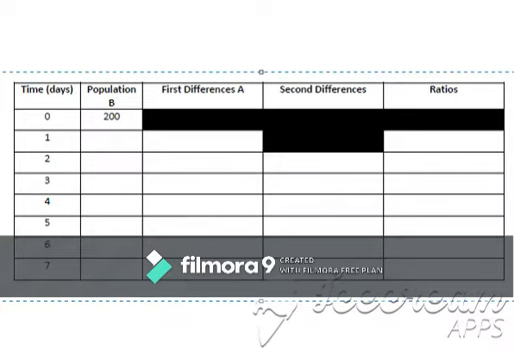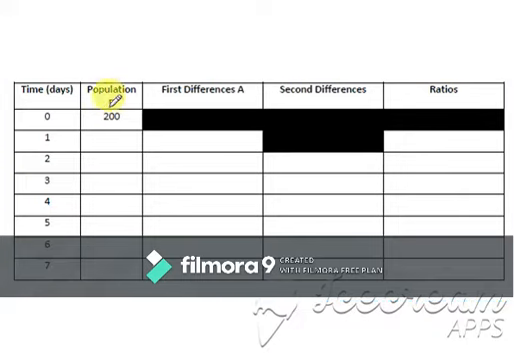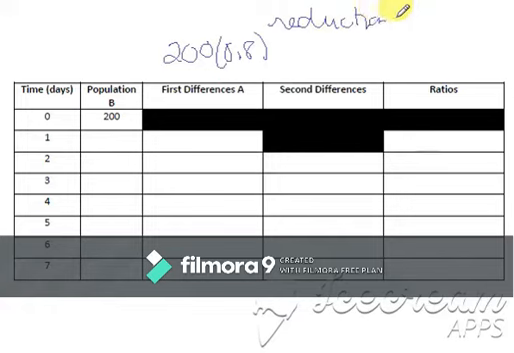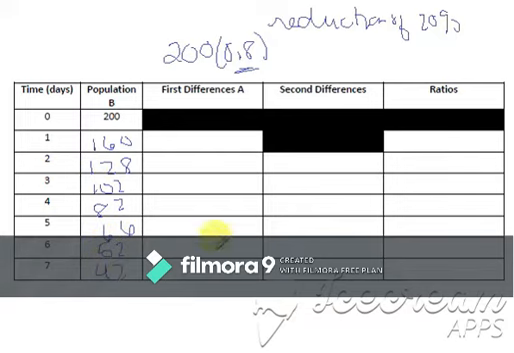Now we're going to do the same question, but we're going to work with the 200 for the initial value. Okay, so if you do 200 times, and remember it's going to be 200 times 0.8 because it's a reduction of 20%. So because it reduces by 20%, there's 80% left. Okay, the next number is going to be 160, 128, 102, 82, 66, 52, and then 42. And those are just rounded, which is fine.